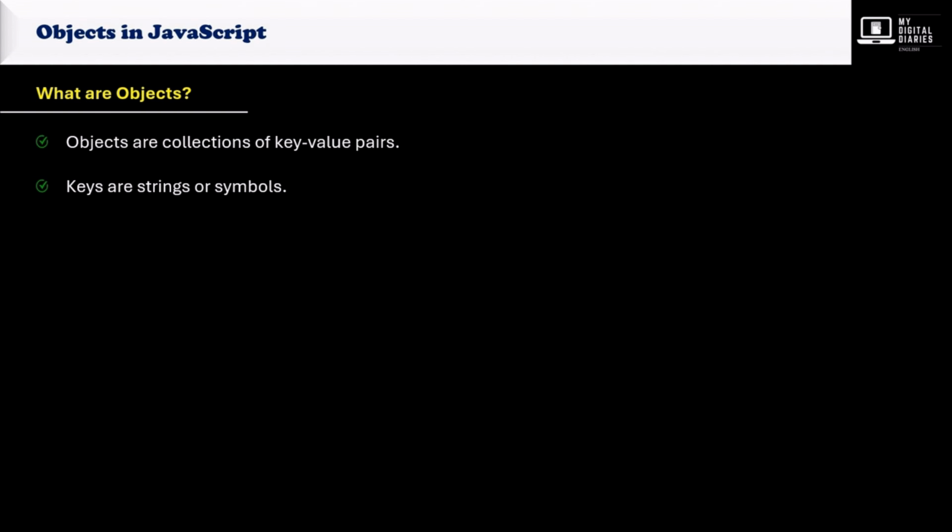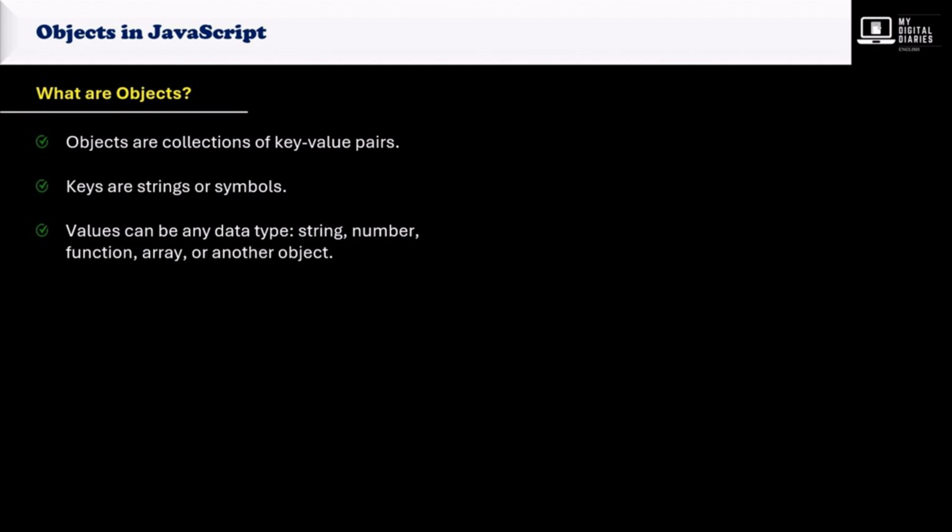The keys inside an object are always either strings or symbols. For example, the key could be name, age, or even a special symbol. The values, on the other hand, can be anything: a string, a number, a function or array, or even another object. This flexibility makes objects super powerful in JavaScript.